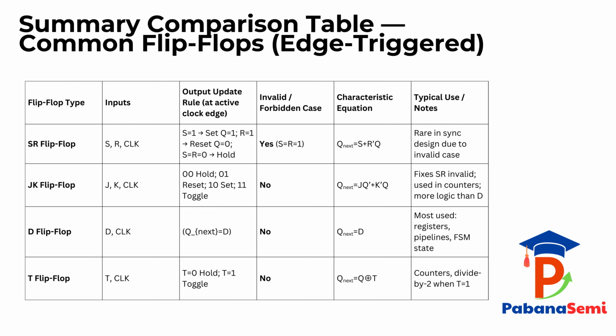Finally, the T flip-flop. If T is 0, the output holds. If T is 1, the output toggles at every clock edge. It is commonly used in counters and frequency divider circuits. So in summary, SR is basic but has an invalid case. JK fixes SR. D is the simplest and most practical. T is ideal for toggle and counter applications.